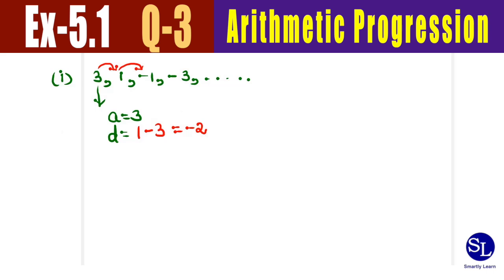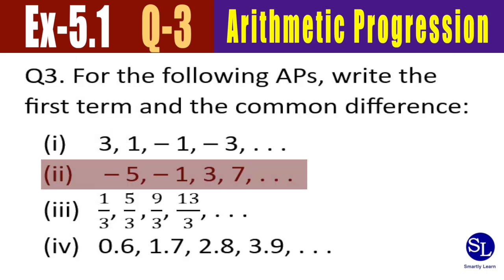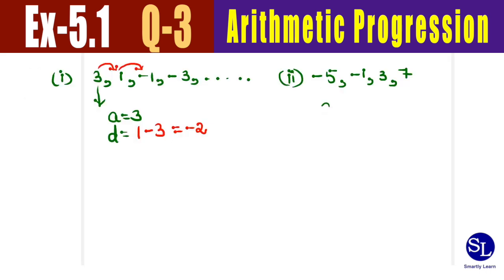Now let us look at the second series: minus 5, minus 1, 3, 7. So a is going to be the first term, which is equal to minus 5. d is going to be any one of the subtractions you can do. In this case, I'm going to do 7 minus 3 because this makes it easier, which is equal to 4. So the common difference is 4 and the first term is minus 5.